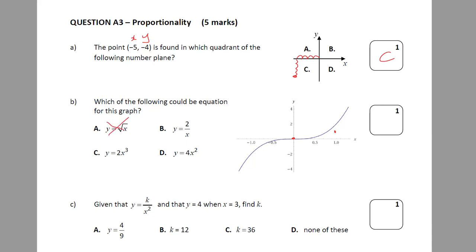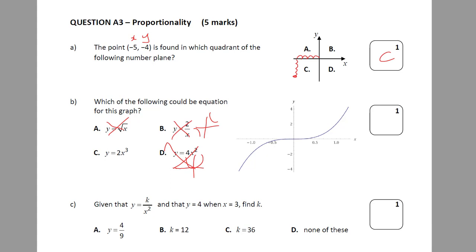y equals 2 on x. Well, when x is 0, what's 2 on 0? Oh, the calculator's going to tell us that's an error, that's undefined. There's no value, that's already wrong, because that thing is going to go like that. 2x cubed, well, I reckon it's going to be that one. Because with x squared, when you put in negatives and square them they become positives, y equals 4x squared is going to be a happy face parabola.